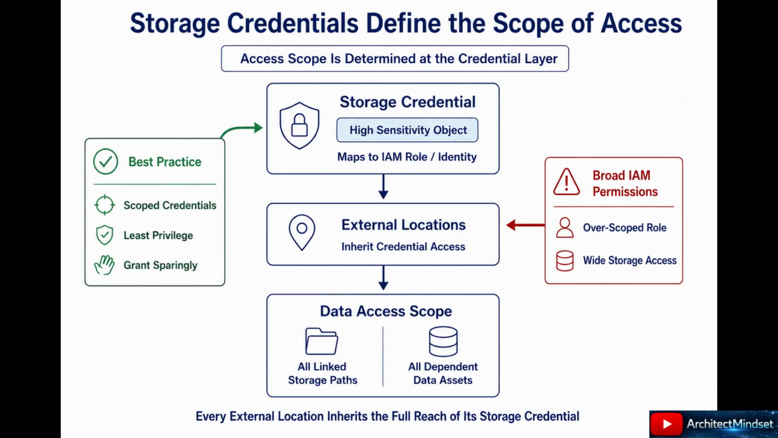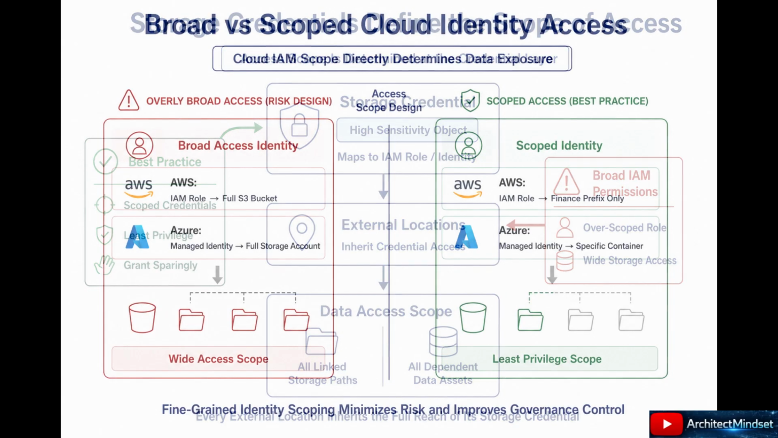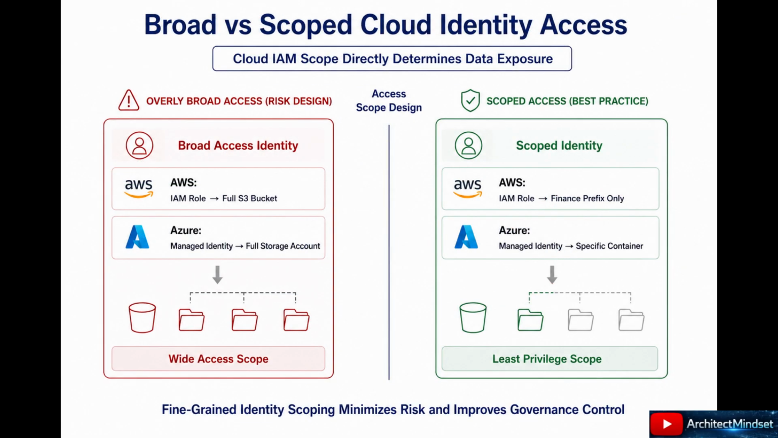If a storage credential maps to an IAM role or managed identity with broad storage permissions, then every external location created from that credential inherits that reach. This is why storage credentials should be scoped carefully and granted sparingly. For example, an IAM role that can access an enterprise S3 bucket is very different from an IAM role that can access only one production finance prefix. Similarly, an Azure managed identity with access to an entire storage account is much broader than one scoped to a specific container or folder hierarchy.